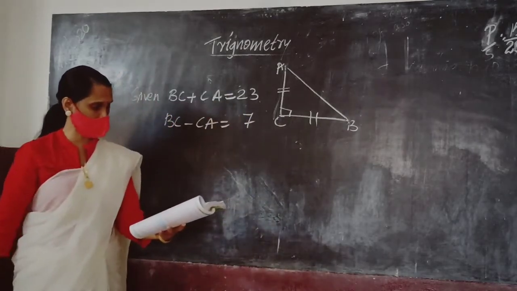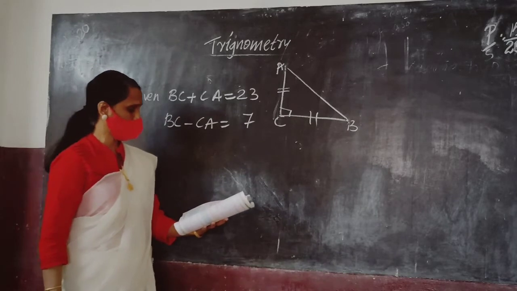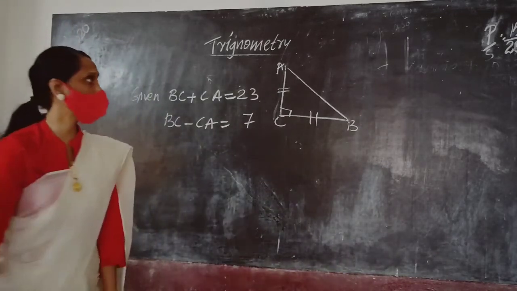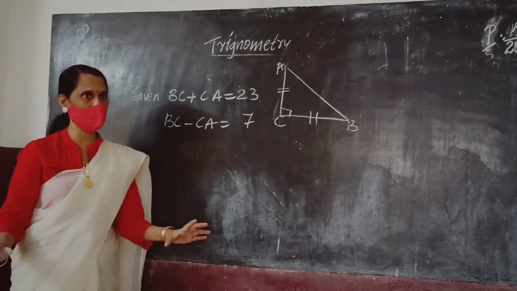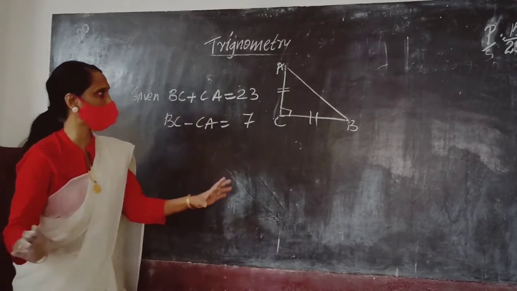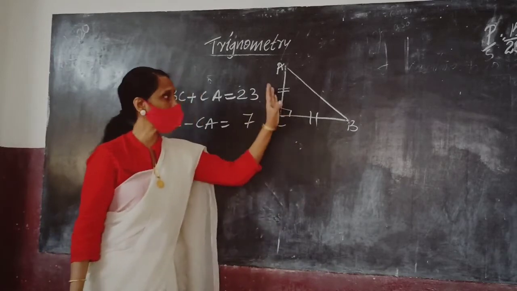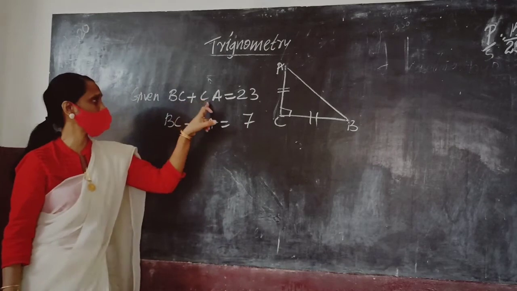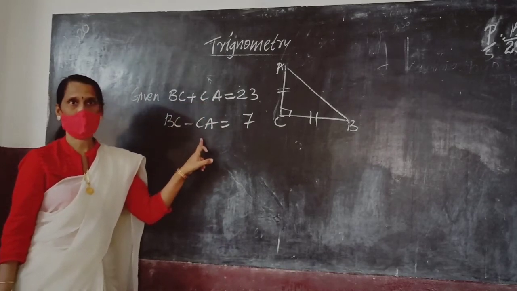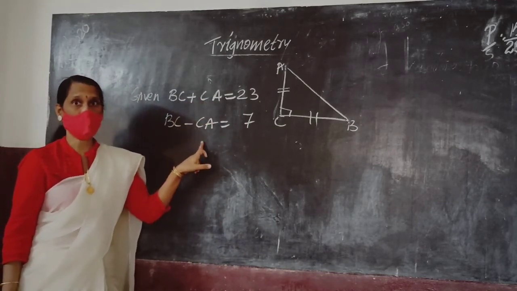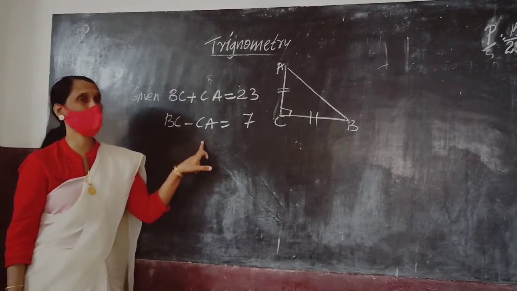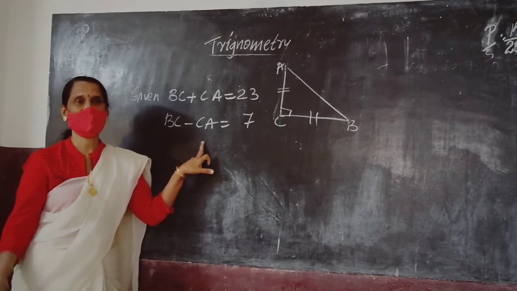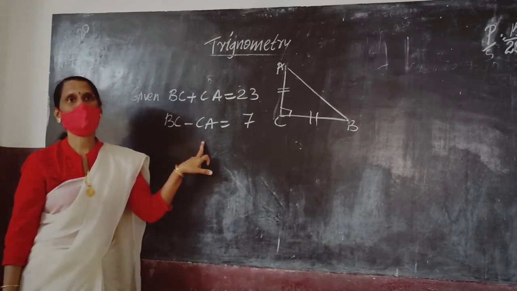We have to find out sine A and tan B. Okay, do you get any idea? If you want to find out the sine and tan, we want to get the measurements of the sides. But individually the sides are not given. It is given BC plus CA and BC minus CA. So from this, can you get the value of any sides? Satya. Elimination method.